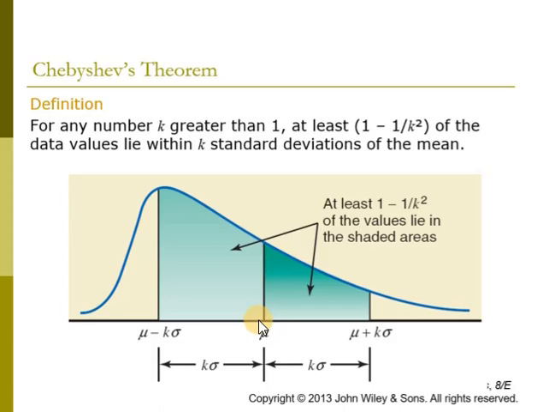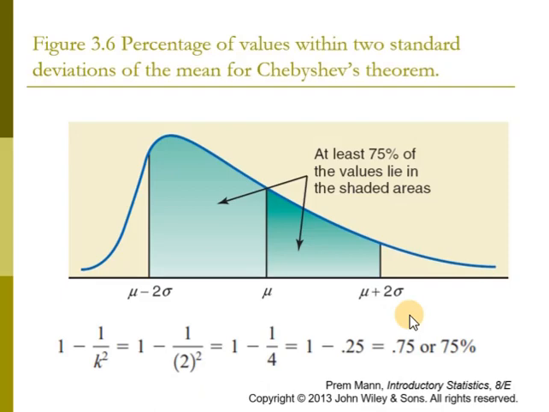Chebyshev theorem gives a lower bound for the area under a curve between 2 points that are on opposite sides of the mean and at the same distance from the mean. The definition for Chebyshev theorem is for any number k greater than 1, at least 1 minus 1 divided by k square of the data values lie within k standard deviations of the mean. Or at least 1 minus 1 divided by k square of the values lie in the shaded areas here. This is the mean minus k standard deviation, and this is the mean plus k standard deviation. This figure illustrates the Chebyshev theorem.